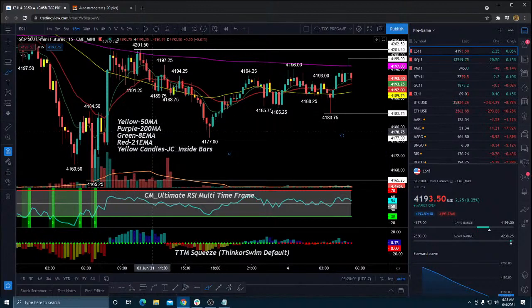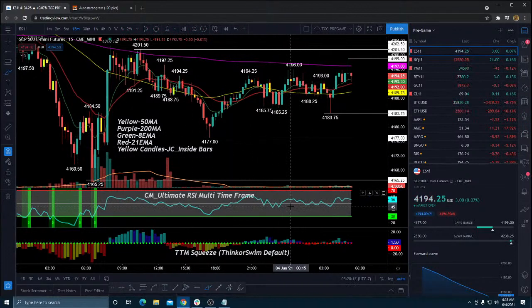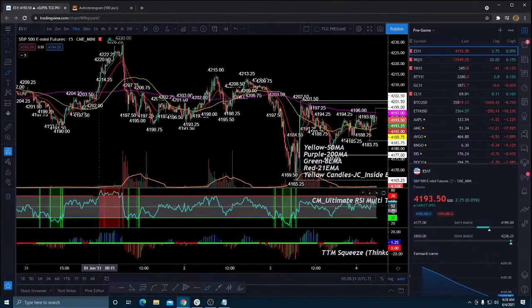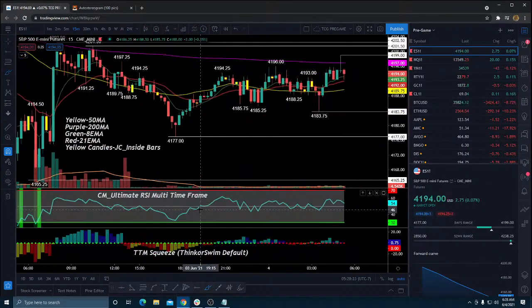We have the yellow and purple 50 and 200 simple moving average. The green is the 8 EMA, the red is the 21 EMA. The yellow candles are just my inside bars. And then I use the CM Ultimate RSI multi-time frame. The green just means it's oversold, and when it's red, it just means it's overbought.